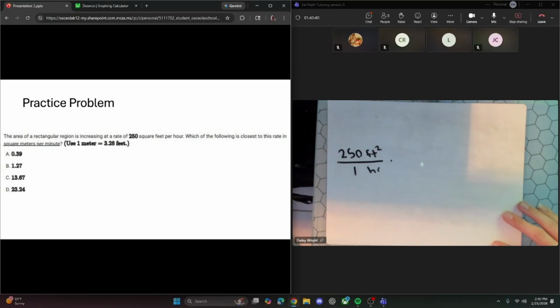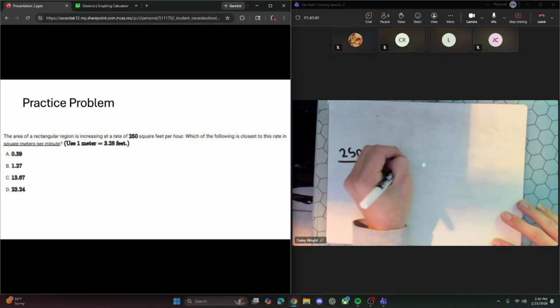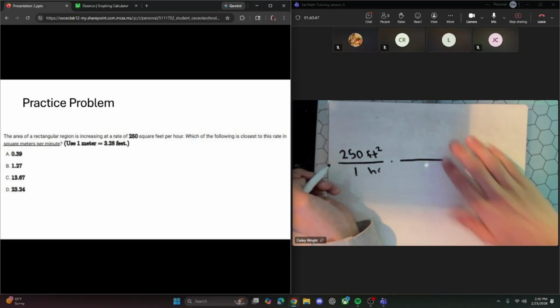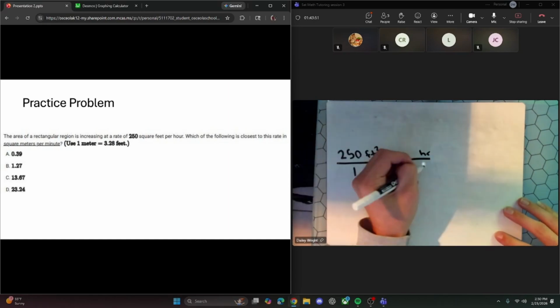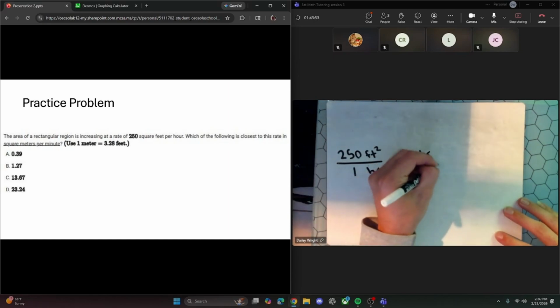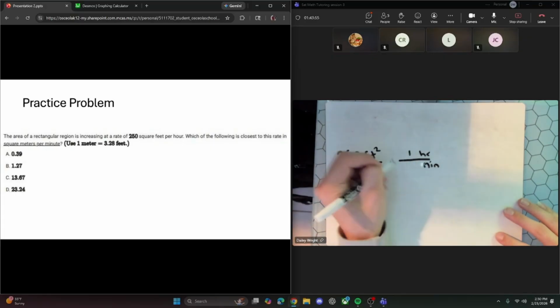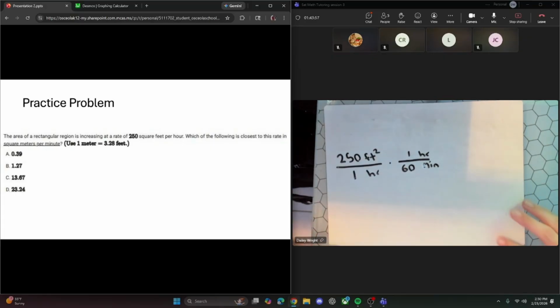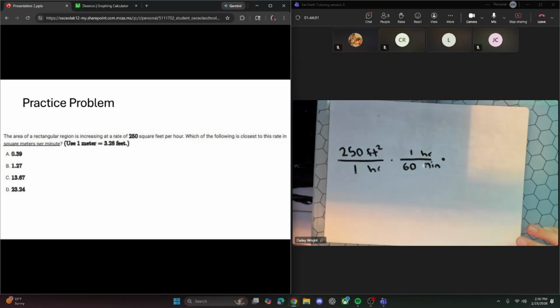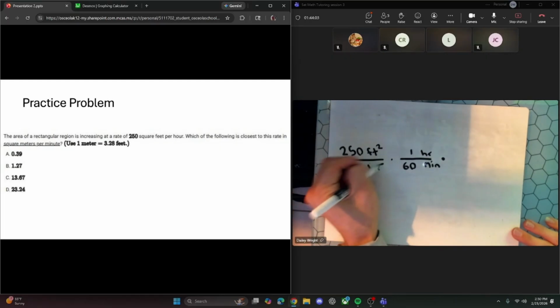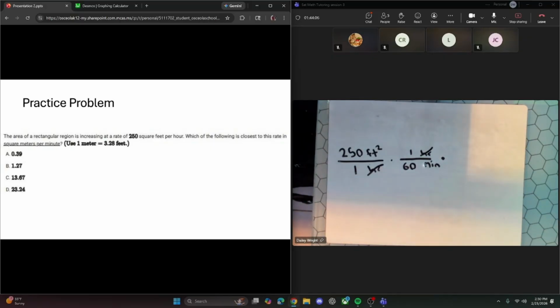So, one thing you want to do is get it in minutes. So let's cancel out that hour and make it minutes. So hours would go on top and minutes would go on the bottom. There's 60 minutes in an hour. So you would put 60 on the bottom. And then these hours would cancel out. Now we have it in feet squared per minute, or square feet per minute.